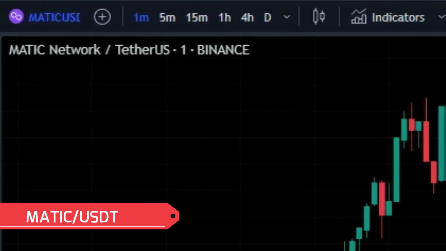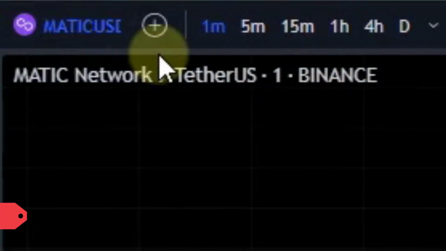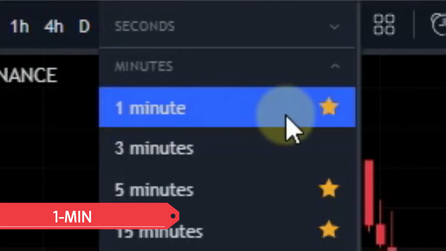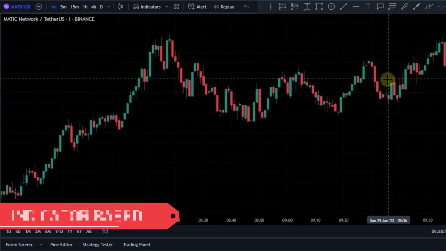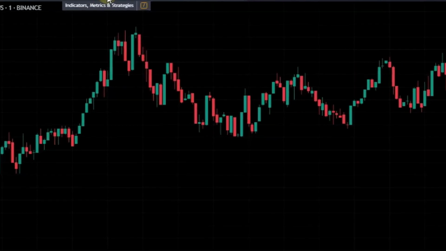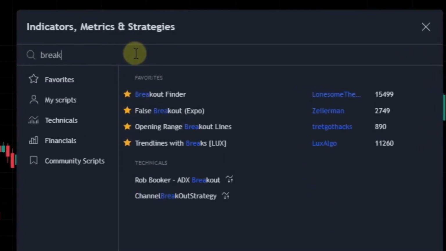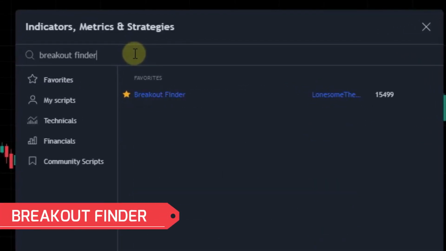I will review this strategy on the MATIC chart and the 1 minute time frame. The strategy will consist of 3 indicators. For the first indicator, search for the breakout finder in the indicator section and add this indicator to the chart.